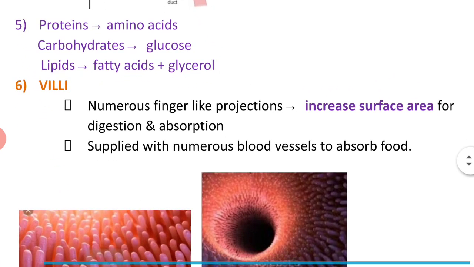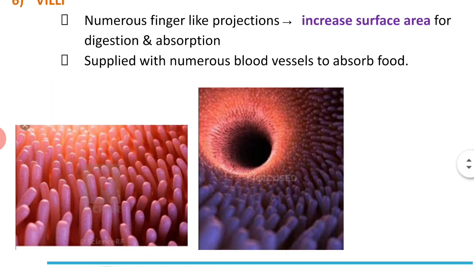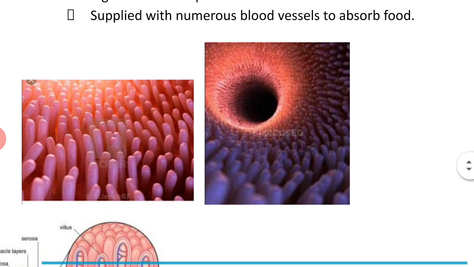An important thing about the small intestine is that it contains numerous finger-like projections known as villi, and the function of villi is that it increases the surface area for digestion and absorption. It is also supplied with numerous blood vessels, so that the digested food can be absorbed into the blood and supplied to various parts of the body.